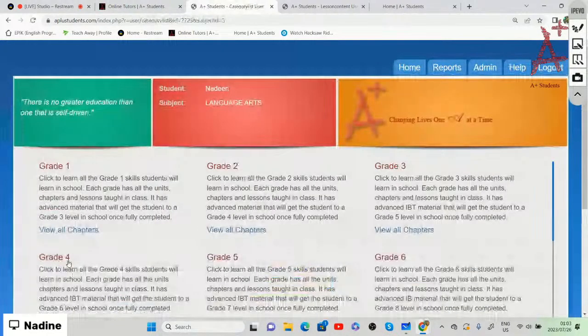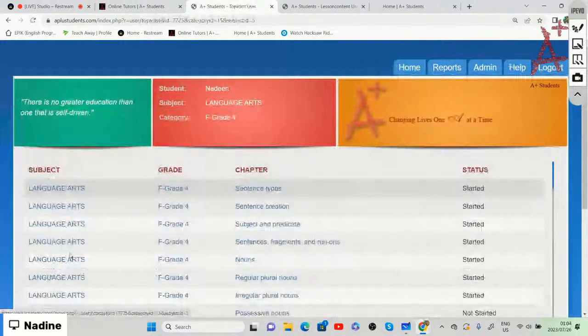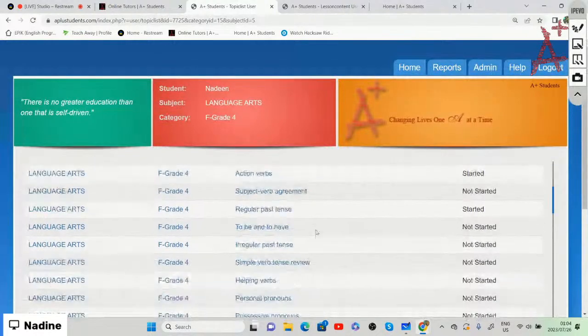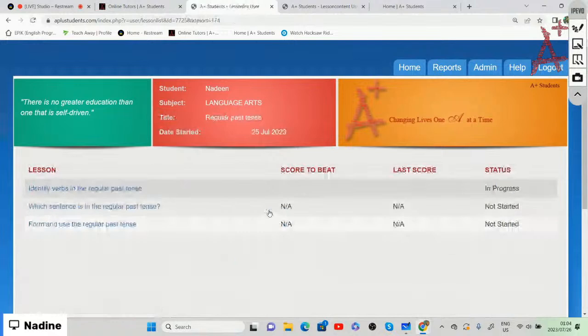And then we're going to grade 4 because we are doing a grade 4 English lesson on regular past tense. And then you're going to the chapter that we are going to be focusing on, which is regular past tense. So you're going to scroll down to the chapter until you get regular past tense.